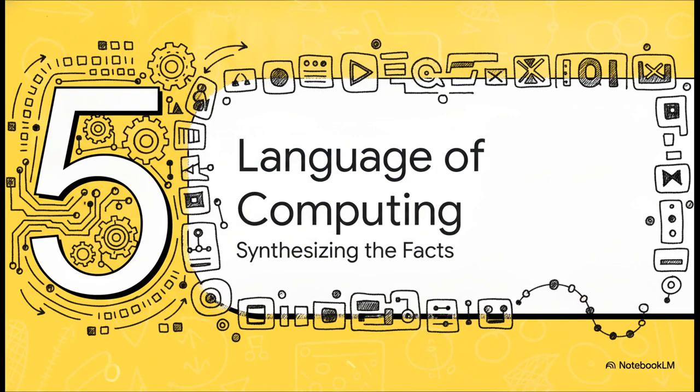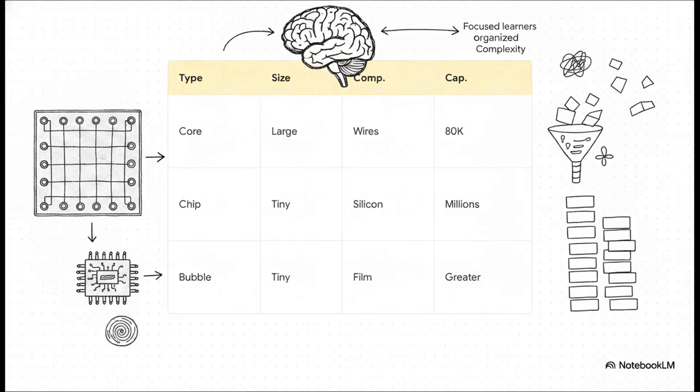Section 5. The language of computing. All right, we've looked at the history, now let's zoom out and synthesize how all of these technical facts are elegantly woven together. Here is the grand data synthesis, the content review matrix from our source material. This is exactly how focused learners organize complexity.